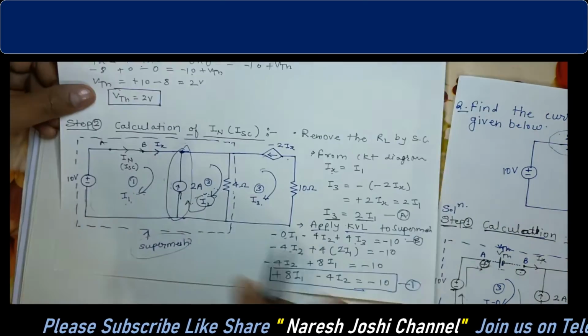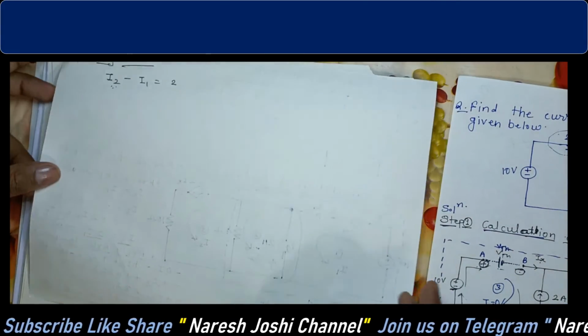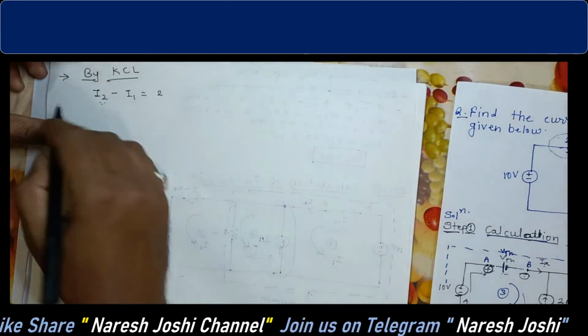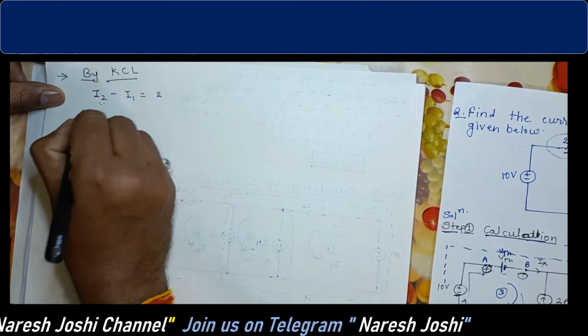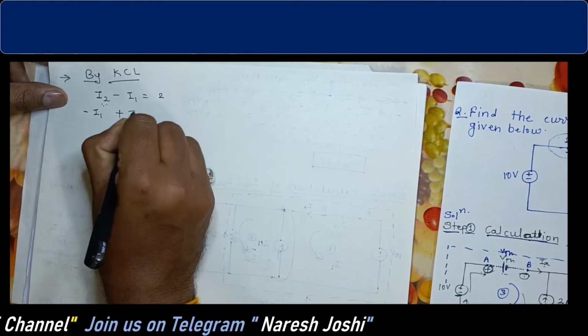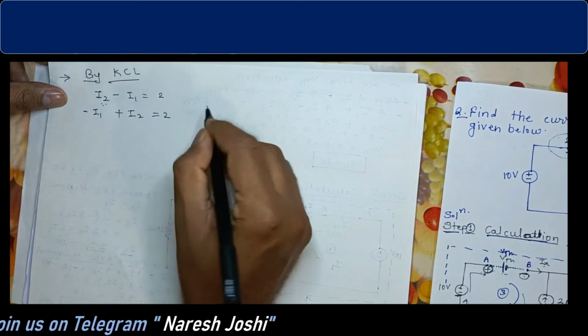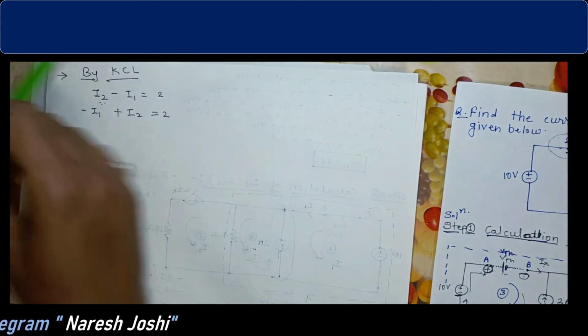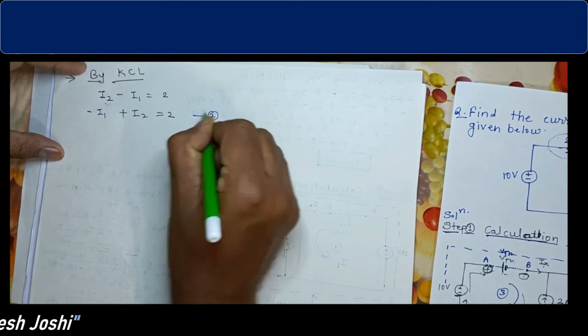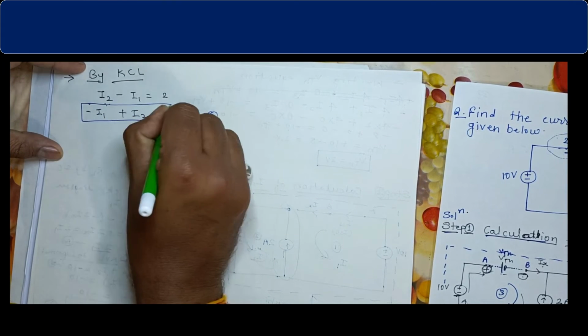Here this one is 2. So in this way you have to directly write down. Don't get confused. Now we have to rewrite this equation. So it is minus I1 plus I2 equals 2. And this is our equation number 2. Clear? So this is our equation number 2.